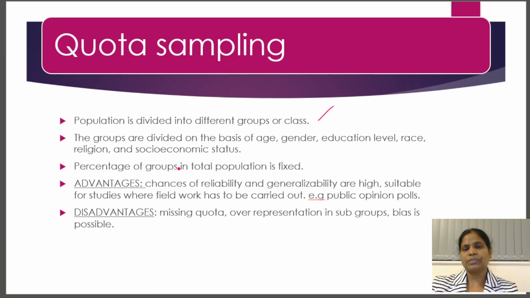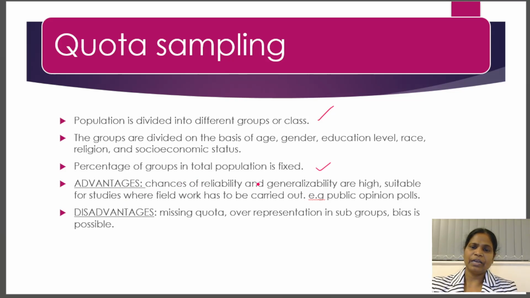Percentage of groups in total population is fixed. So when I say this, maybe you might remember stratified random sampling, somewhat like that. But there the selection is random. But here it is not like that.